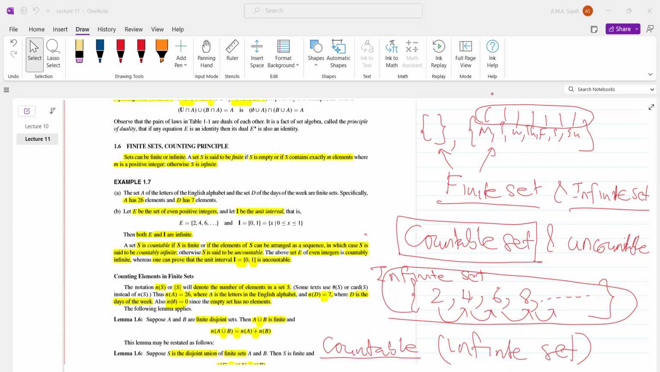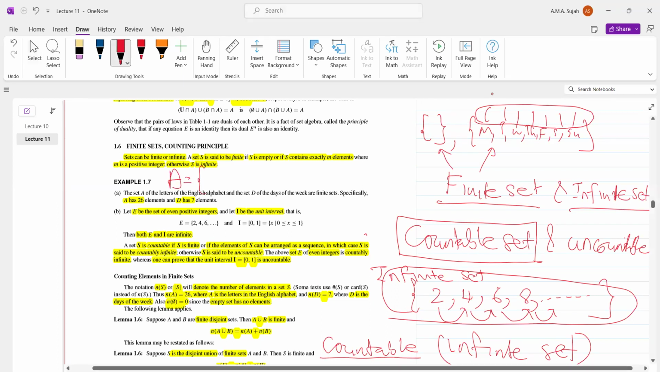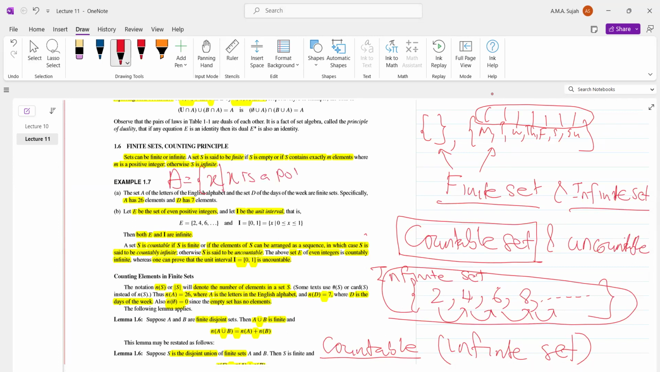Now someone says A is a set. A is a set of X such that X is a positive even number, right? And X is greater than 0 and less than 15. Now, what do you think about A? What do you think about set A? Now tell me, is it finite or infinite? What do you think?